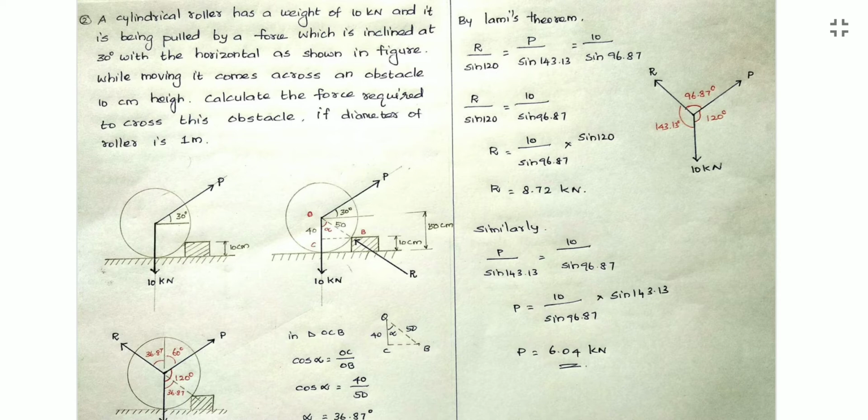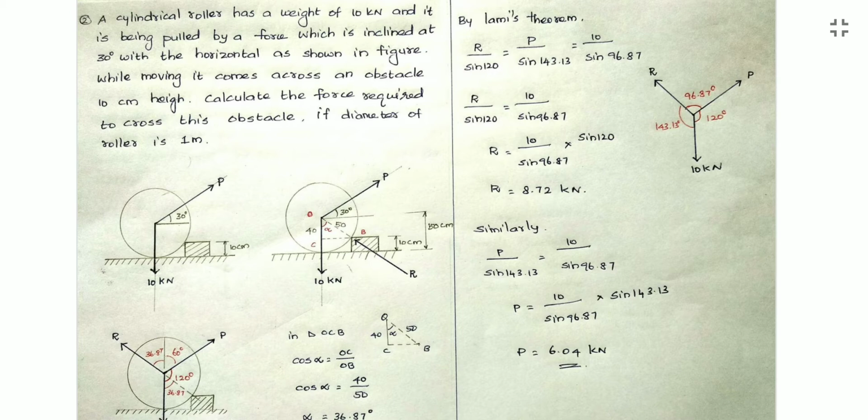Now we have to find the magnitude of the force P that should be applied in order to move up. Here we need to understand that the motion is impending. Still, the roller is in equilibrium and is not moving. Due to the application of the force P, the roller just starts lifting up by hitting on the point B of the obstacle, but it is not moving.